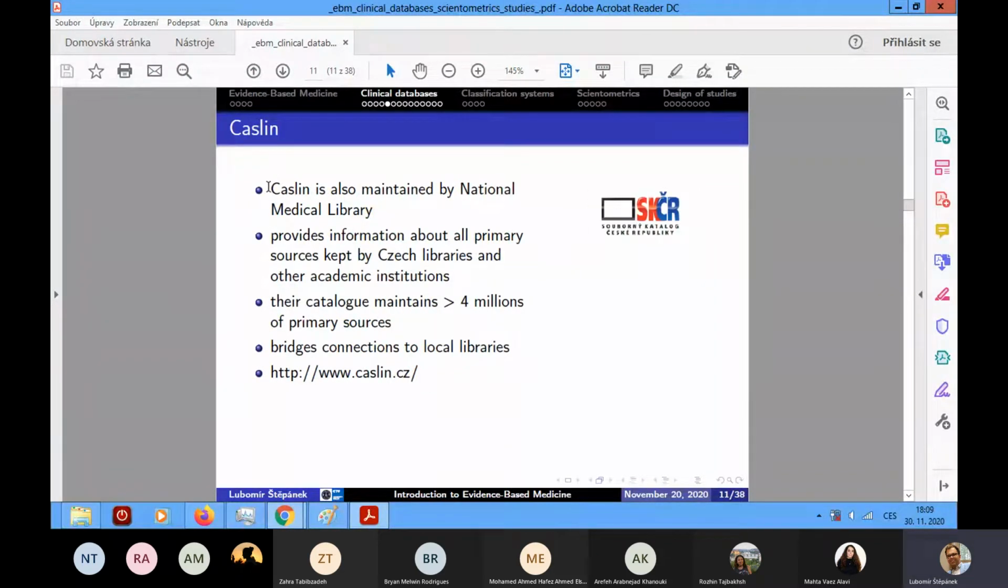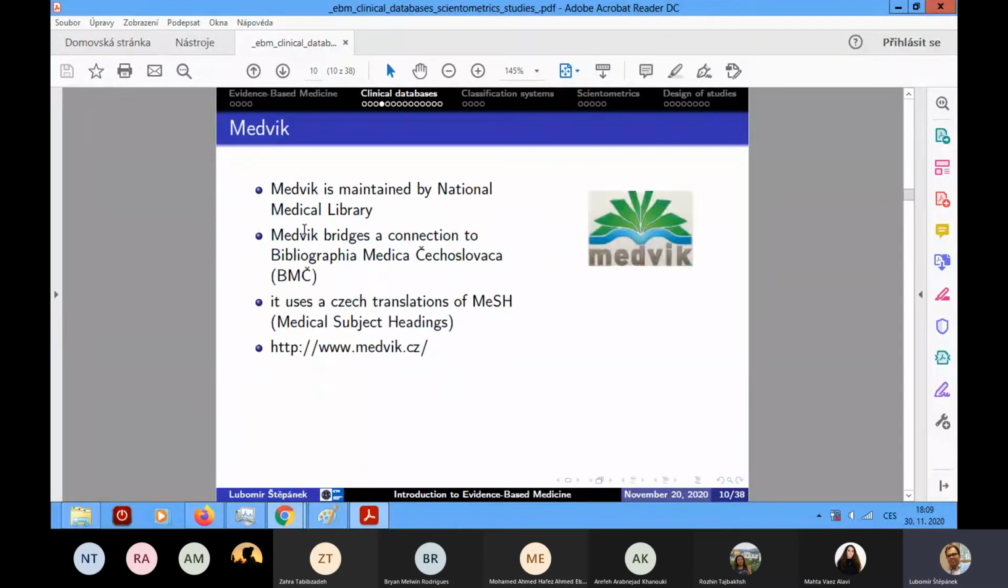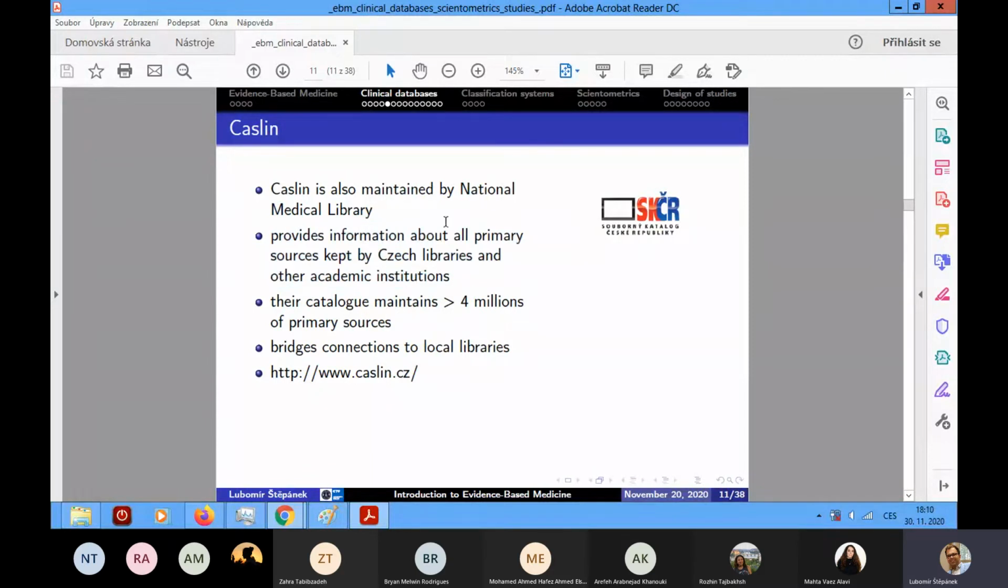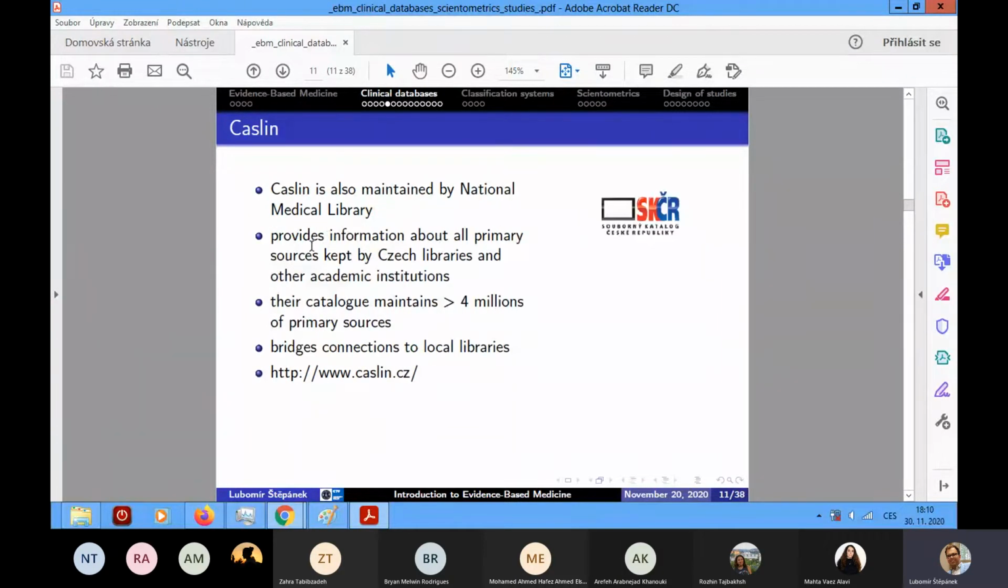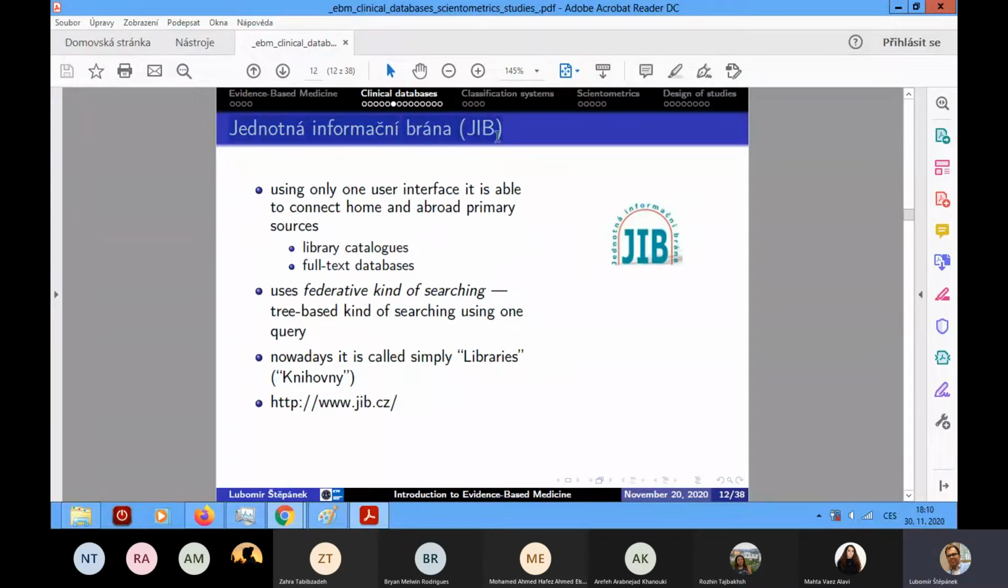So Medvik is important. Caslin is also managed by the National Library, and also provides many primary sources held by Czech libraries. But if you know about Medvik, I think it's better to use Medvik. This is something very interesting. I would say that from some historic reasons, there is more than only one database or information system in the Czech language, but it could be switched to English. But Medvik is the most important one. But these could also work. Why not? Similar for the jednotná informační brána. As I told you, it's now called knihovny, like libraries.cz. It's also one user interface.